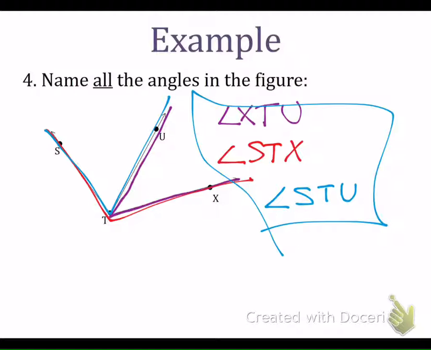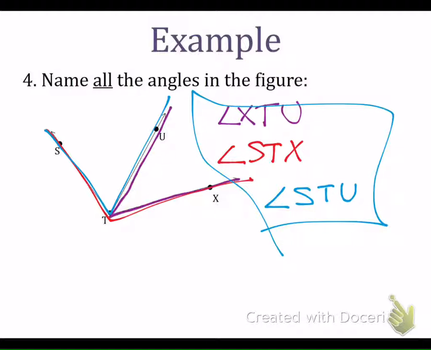Good. Now, of course, you could name these in reverse. You could say angle UTS or angle UTX, XTS. Those are all the same ways. That's listing multiple ways to name the same angle. This just says name all the angles. So as long as you name them once, that's fine.